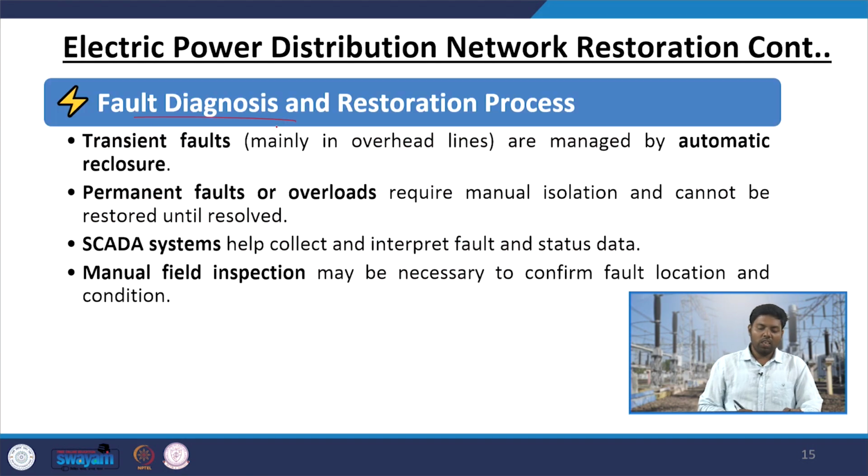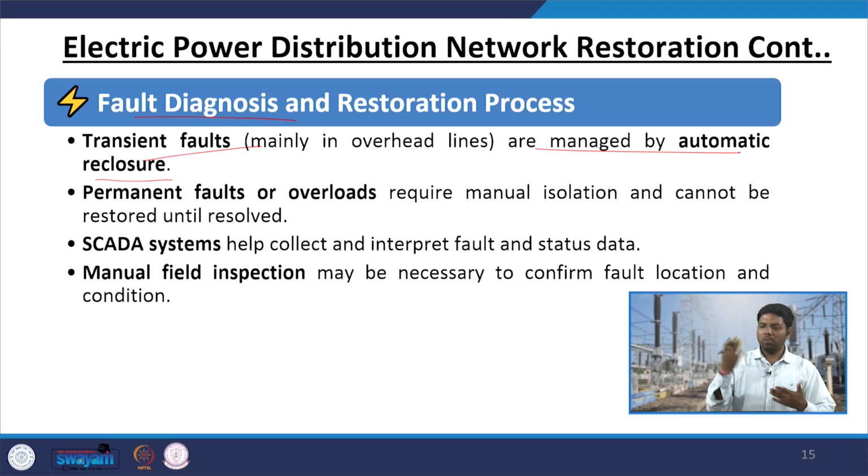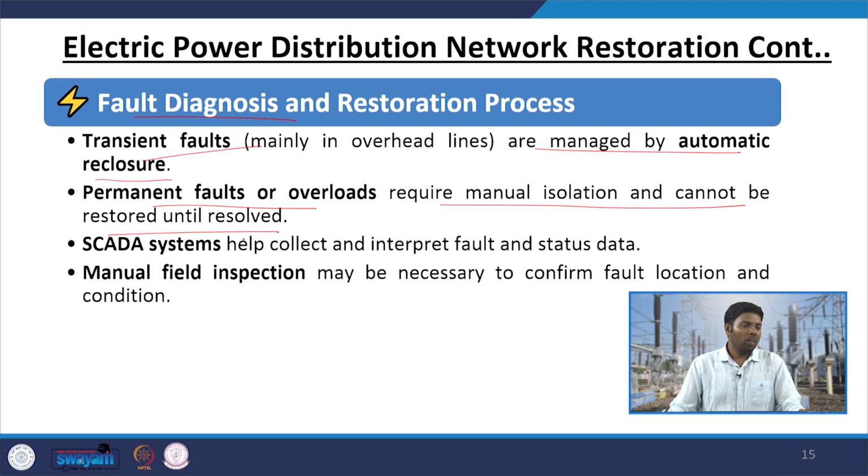So, you can do the fault diagnosis and the restoration process. Transient faults are managed by automatic reclosure. So, if you have a transient fault, you can take the automatic reclosure, like you can just remove that line and then add another line and check whether your fault is removed or not. Permanent faults or overloads require manual isolation and cannot be restored until resolved. So, if it is a sudden, transient fault, then the recloser, like a circuit breaker, will open, and after some time it will again try to close, and if within that time your fault has been removed, then it is fine, it will be intact and the power supply is good.